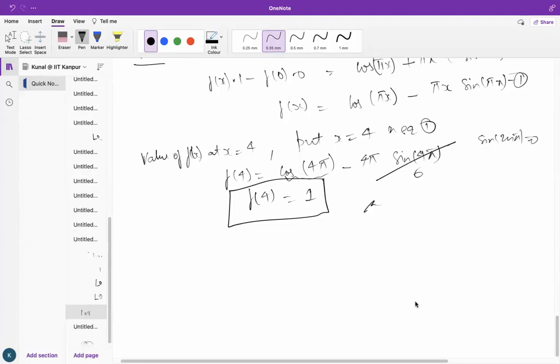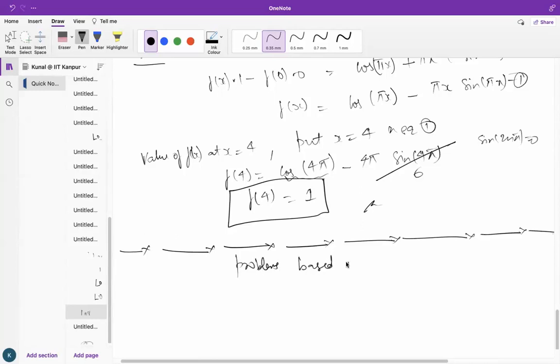So you have to be careful here. Okay, so let me take another example, which is based on, let me write here, problem based on extended form of NLF.